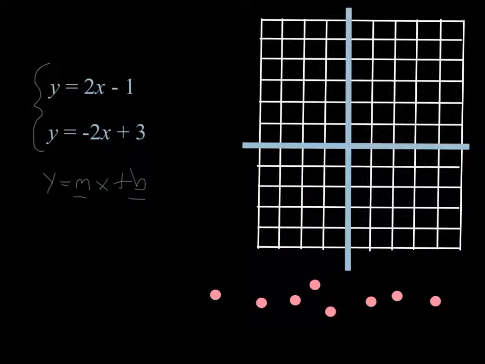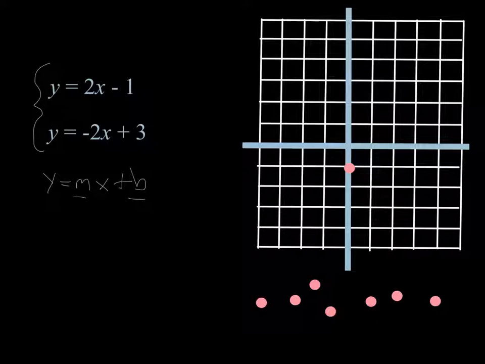So that being said, to solve the system by graphing, we need to graph this equation first. Doesn't matter which one I graph first, but I'm going to graph this equation first. I'm going to start off with its y-intercept of -1. So I take one of these points, and I put it at the y-intercept of -1. Oh, there we go. All right.